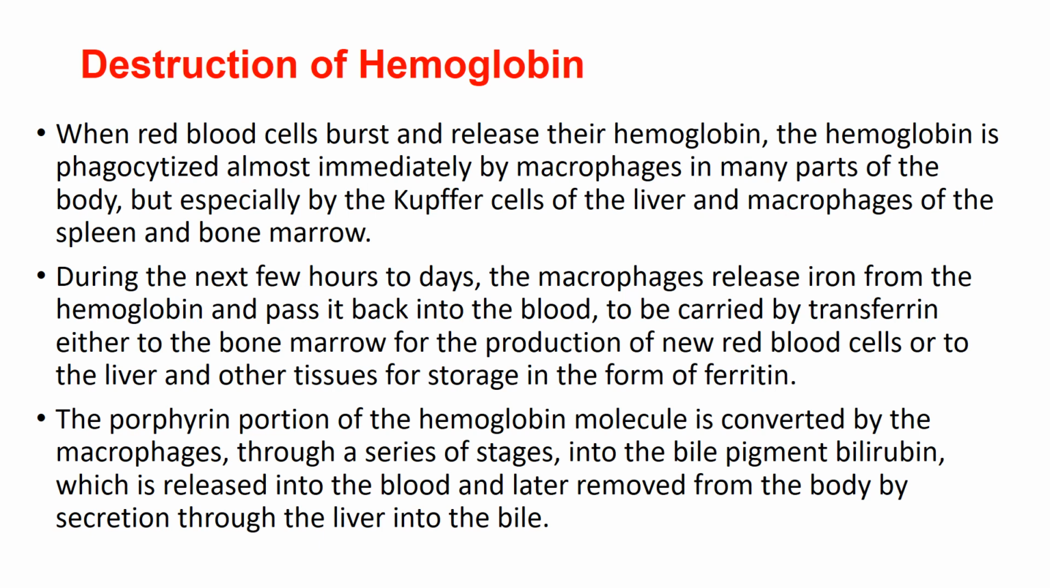The porphyrin portion of the hemoglobin molecule is converted by the macrophages, through a series of stages, into the bile pigment bilirubin, which is released into the blood and later removed from the body by secretion through the liver into the bile.